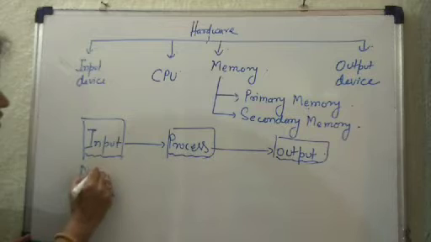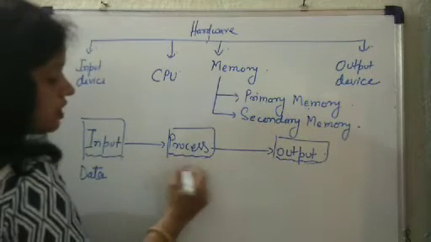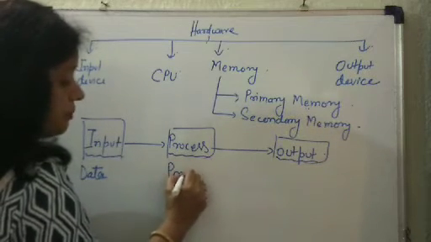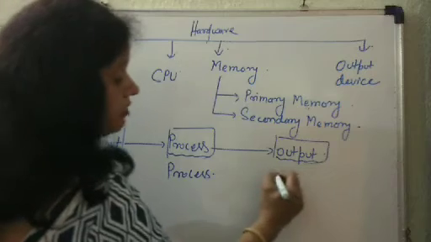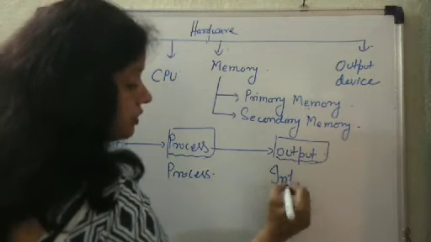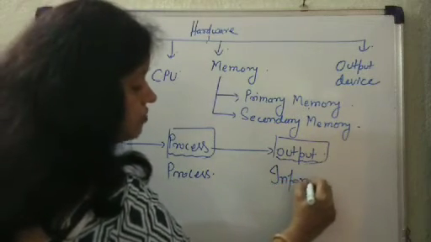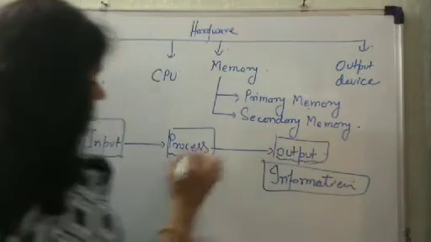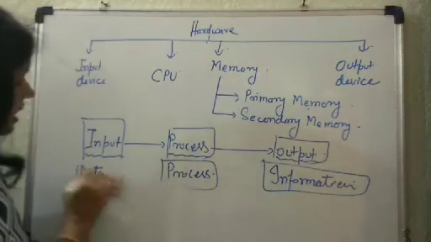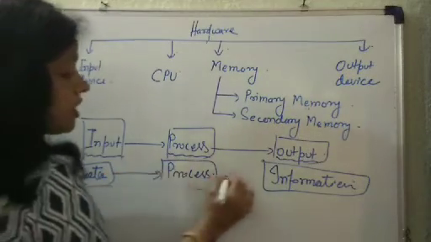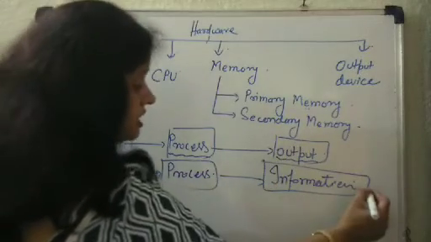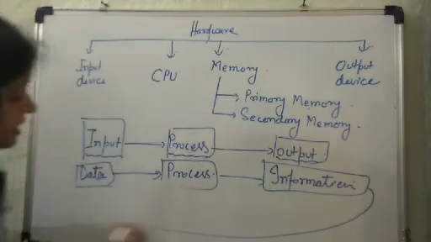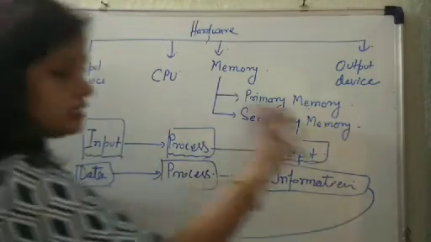This input is also called data. This data is processed, and the output we get is called information, right? One thing should be very clear in your mind: data is processed and it gives information, and again the information becomes data for another information.